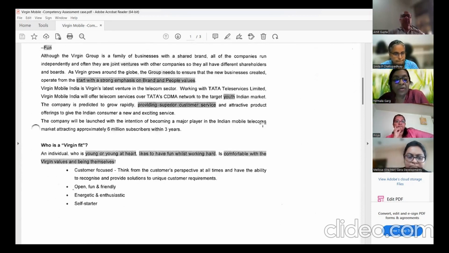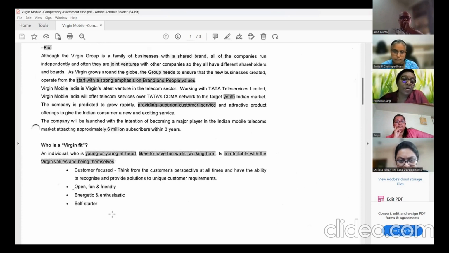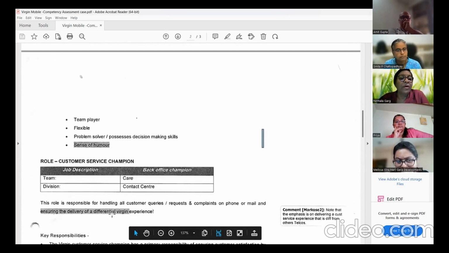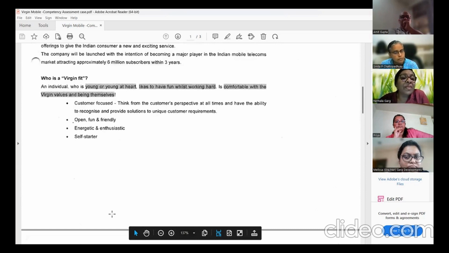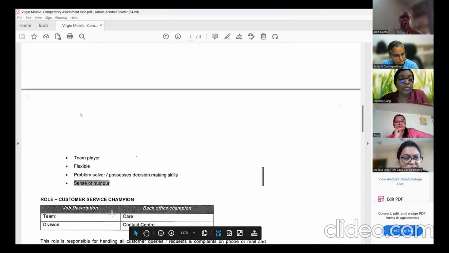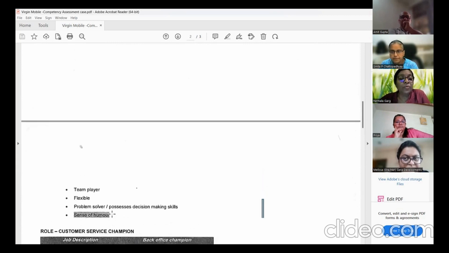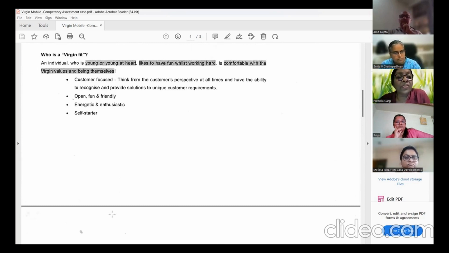Now, having said that, who would be a very good fit? Someone who is customer focused, open, fun and friendly, energetic and enthusiastic, and a self-starter. So 1, 2, 3, and 4. These are the 4 things they actually want to look for in a customer champion. Now I would ask you to use, instead of self-starter, team player and problem solver. So the competencies: problem solver 1, team player 2, customer focus 3, open, fun, and friendly 4, energetic and enthusiastic 5. Okay, these are the 5 competencies.